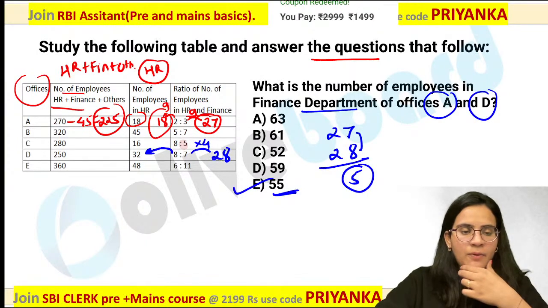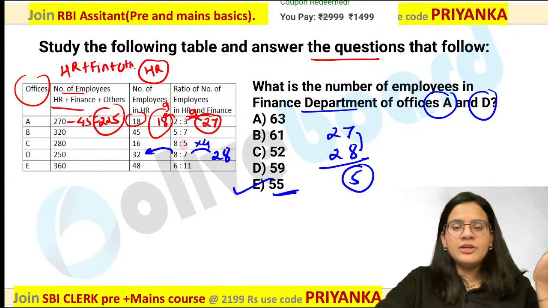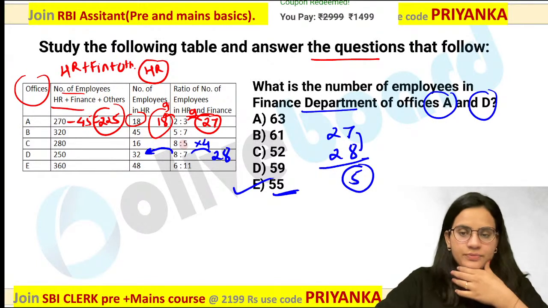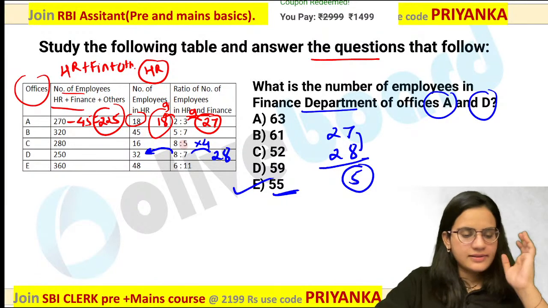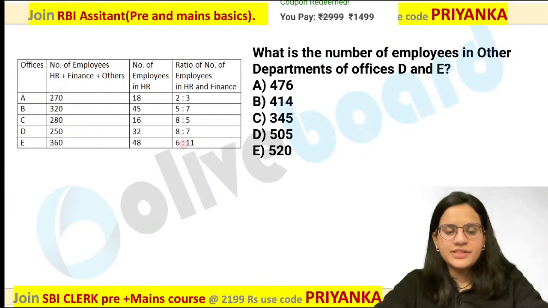Are you guys getting my point? No need to even add the complete value. Many times when you are adding bigger numbers, this unit digit trick will really help you out. Sandeep, Shweta, perfect answer guys. Mayank is also following it. Very good. Let us move on to the next question.